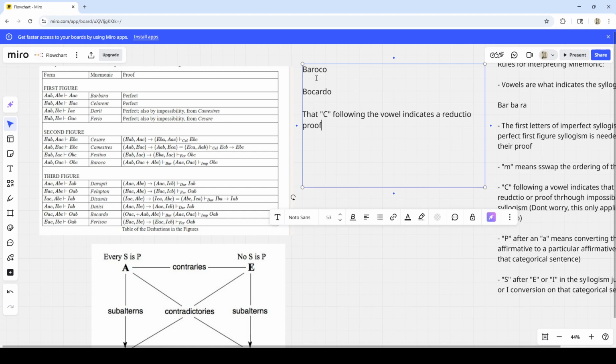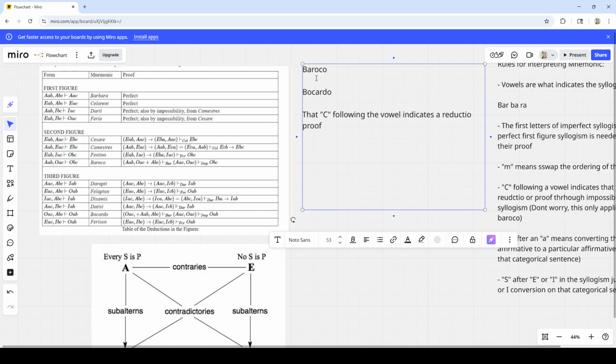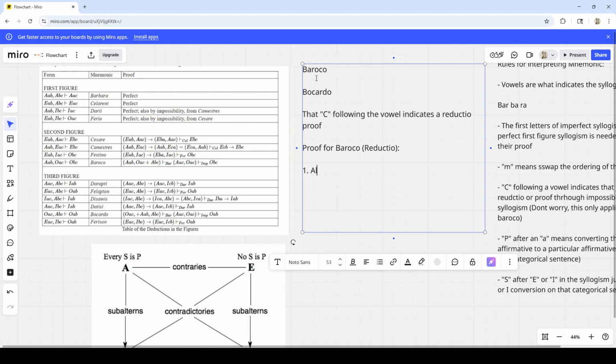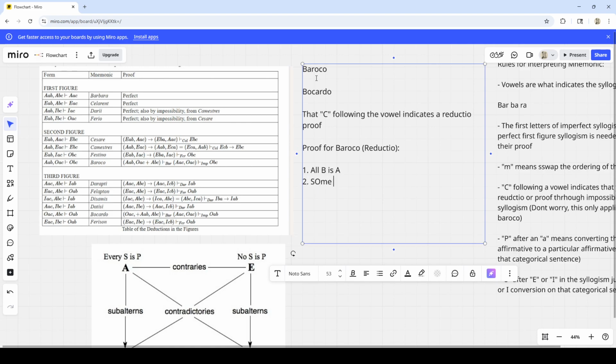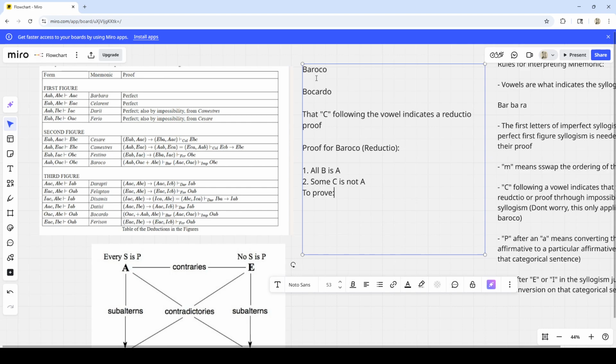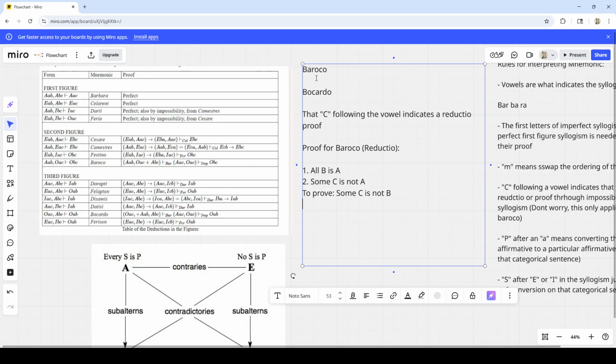So let's just prove Baroco. Proof for Baroco. Reductio. So Baroco starts off as all B is A, some C is not A, and we want to prove the conclusion that therefore some C is not B. Well, because this is an O mood for that categorical sentence or conclusion right there, we assume the negation. We assume that every C is B.